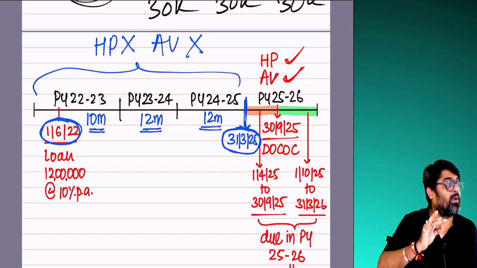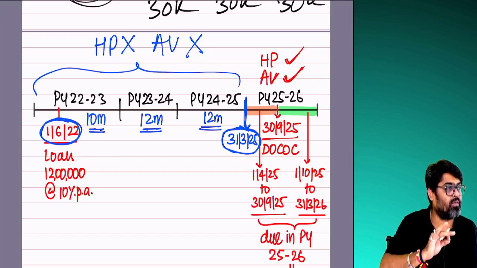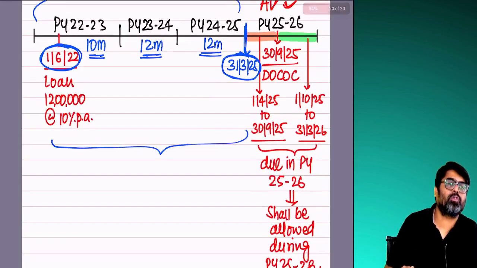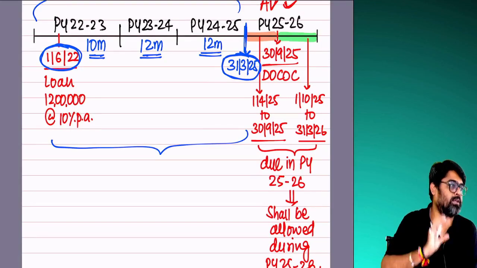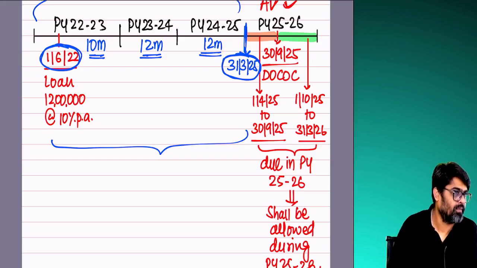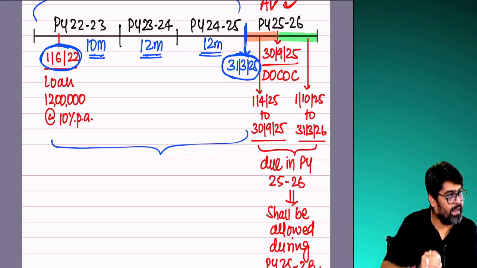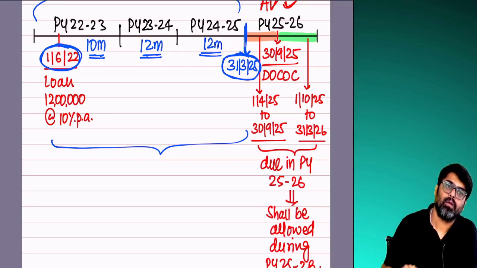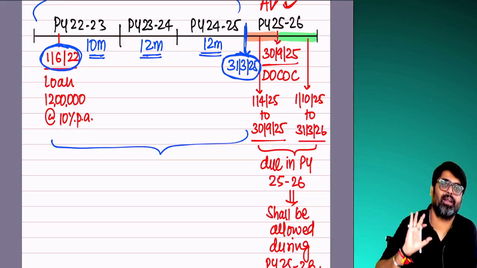Immediately preceding to date of completion of construction. This entire period is known as the pre-construction period. What will you call this period? And any interest which you have paid during this pre-construction period will also be allowed as a deduction.